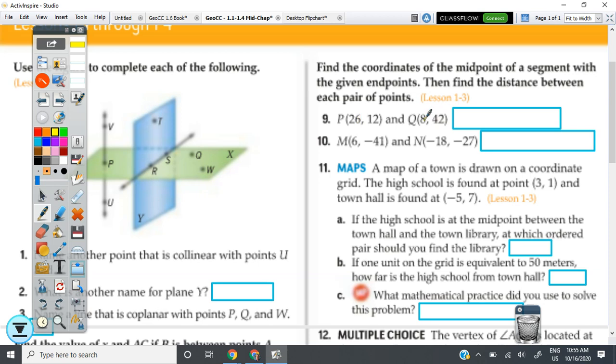So to find the midpoint, what do we do? Add them together, divide by 2. So it's the same thing as the previous one. It's just giving us the coordinates rather than the graph.